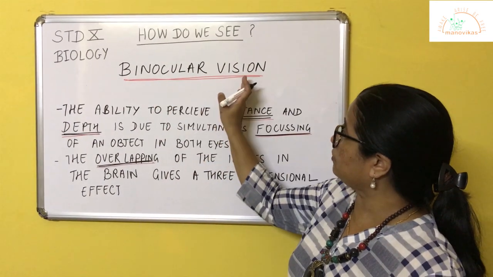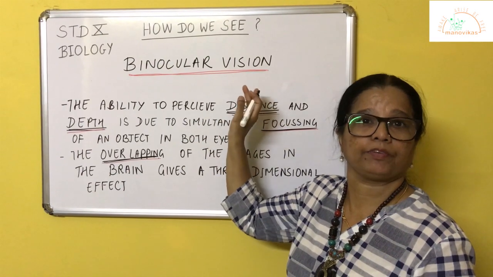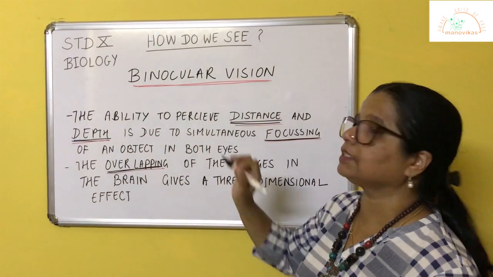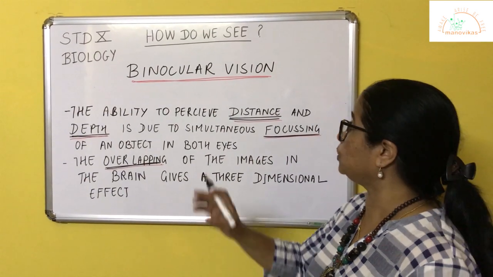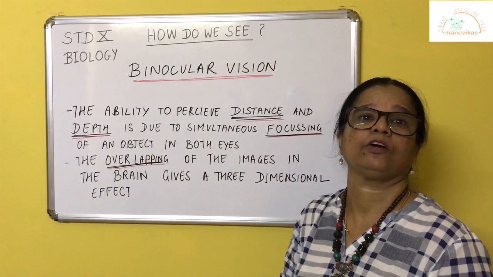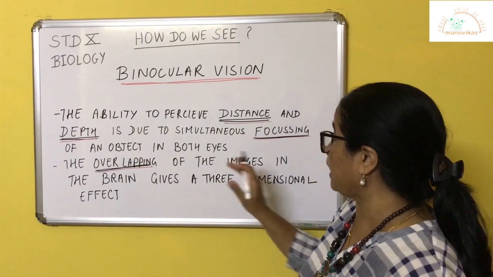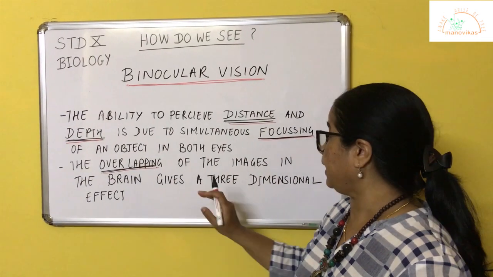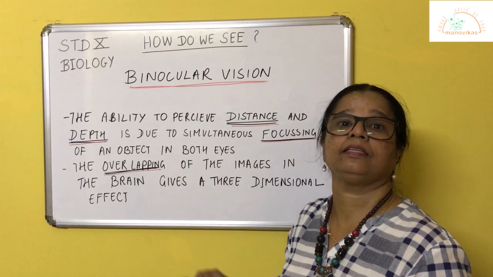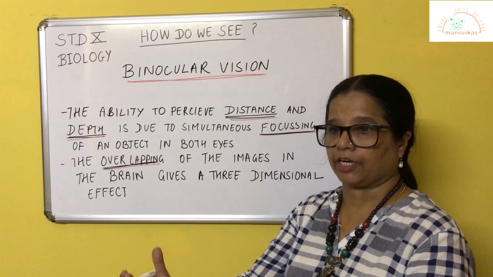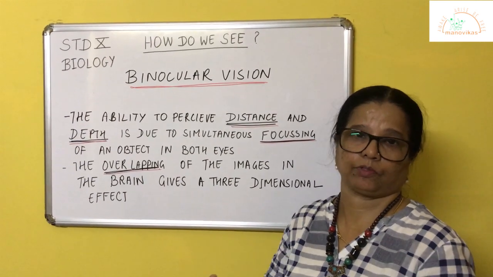We have binocular vision, also known as stereoscopic vision, in humans. Now see, the ability to perceive distance and depth. Why is it? It is due to simultaneous focusing of an object in both the eyes. After that, the brain overlaps the images, and this gives us the three-dimensional effect, so as we are looking at an object, we can perceive the distance and depth of the object.